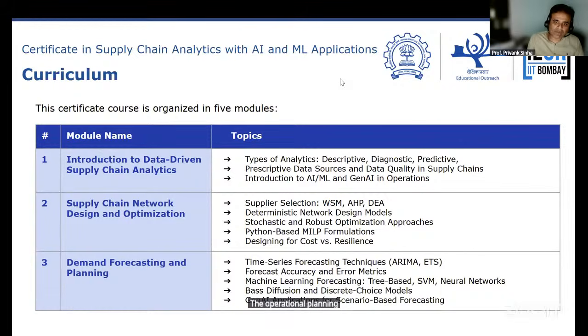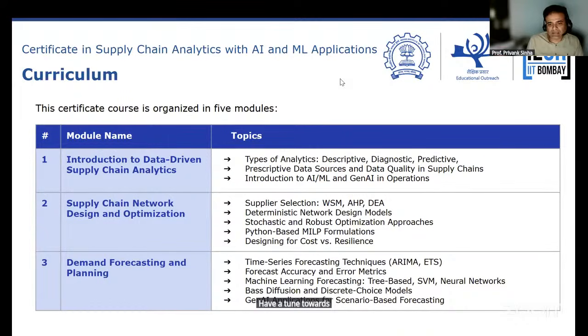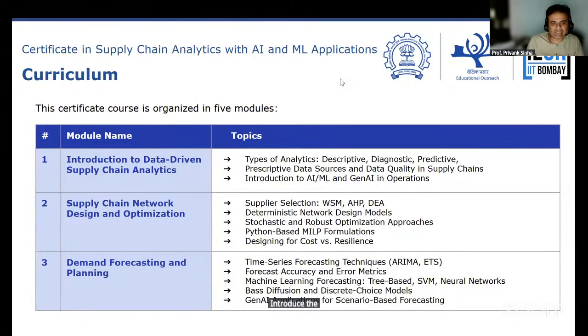Those three modules are already there, but in addition, we have added two more modules to have a tune towards recent happenings in the supply chain domain. In the first module, we are going to introduce data-driven supply chain analytics. In this, we are going to talk about preliminaries in the supply chain.